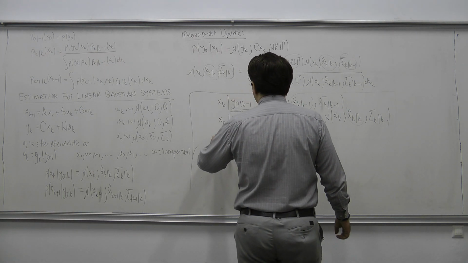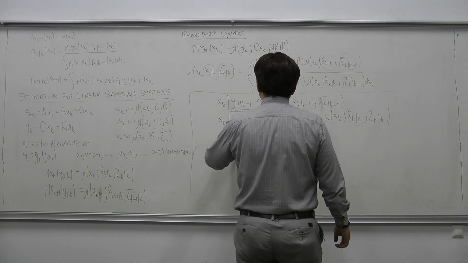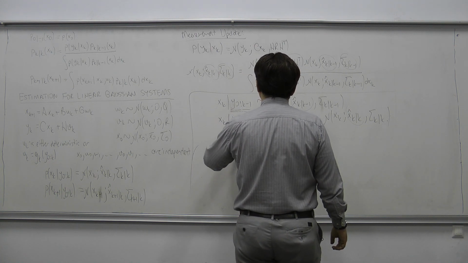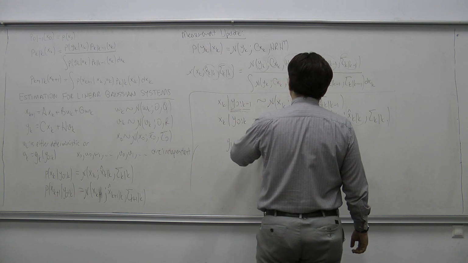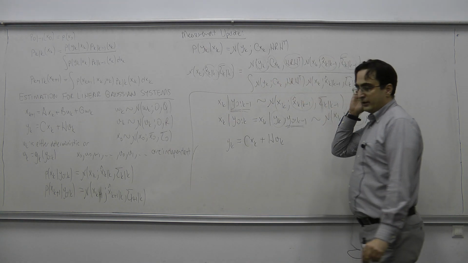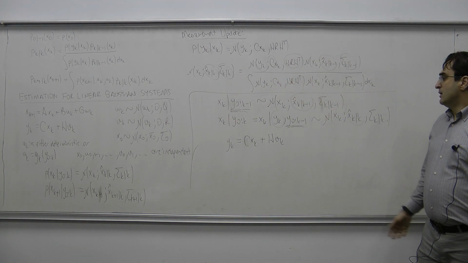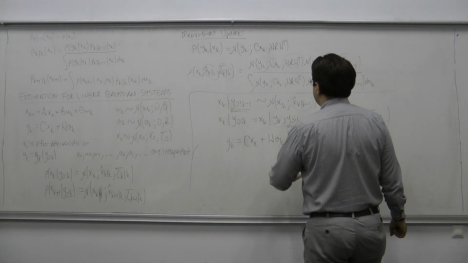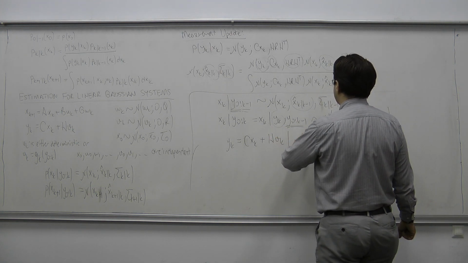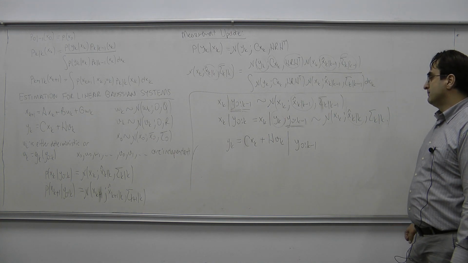So now let us look at y_k. y_k here is C x_k plus H v_k. Okay? Suppose that we are given y_0:k-1 here. Okay?